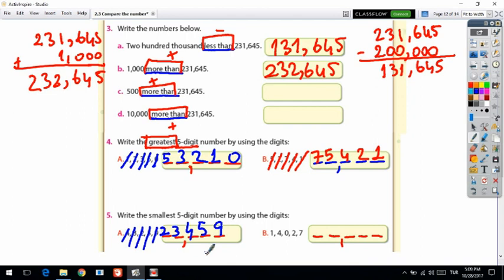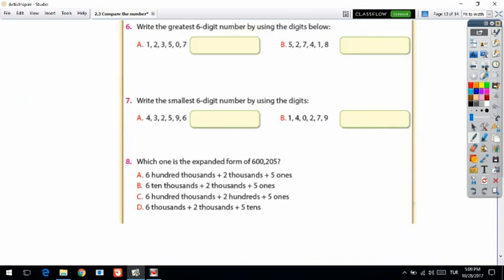Okay, now let's write another one. What is the smallest number in this order? 1, 4, 0, 2, 7. So 0 is the smallest, but I cannot write 0 here. If I write 0, I make a mistake, because I make just a 4-digit number, but I need 5. So I will write the smallest number except 0. So first 1. Okay, I used 1. Now what is the smallest number? 0, then 2, then 4, then 7. So your answer must be 10,247.